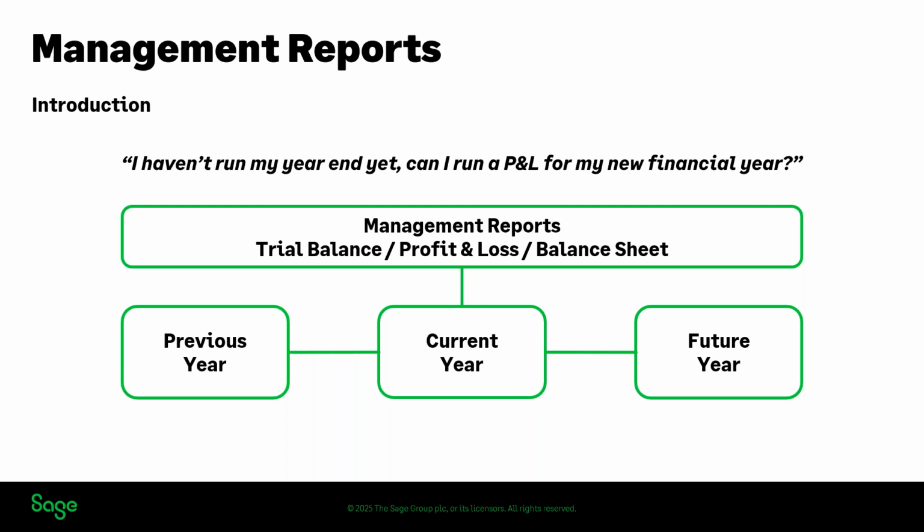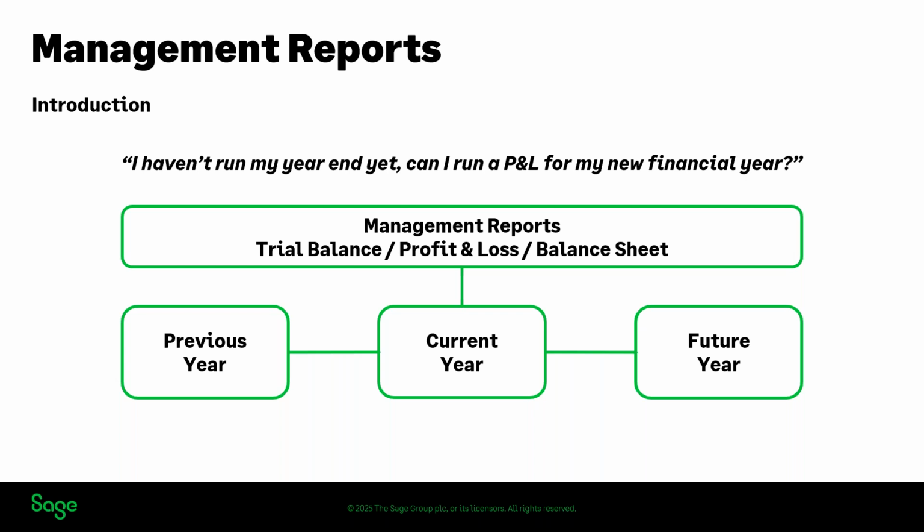So let's say we're in the 2024 financial year with regard to Sage accounting data, and we're partway through the 2025 financial year, but that's still the future financial year. Can you run a profit and loss for that new financial year before you've run that year end? So that's the kind of thing that we're going to be covering today.